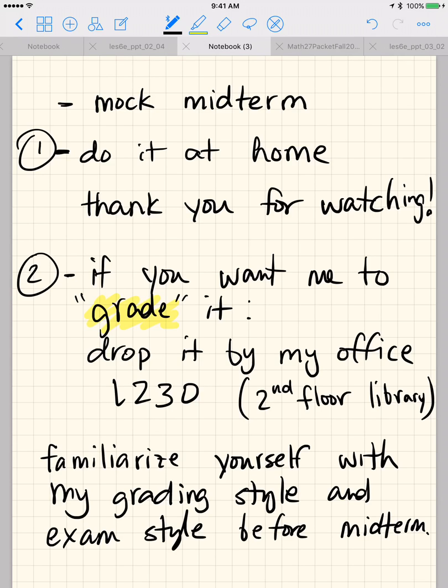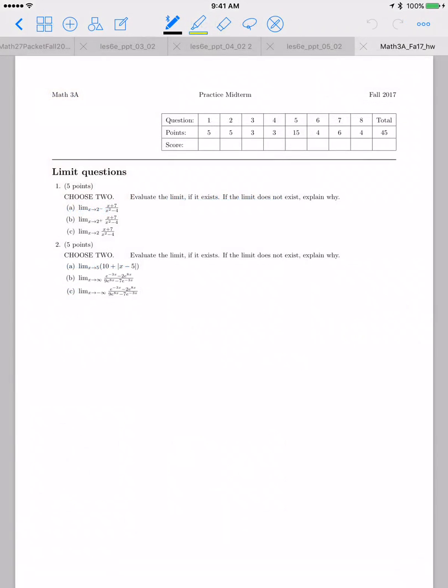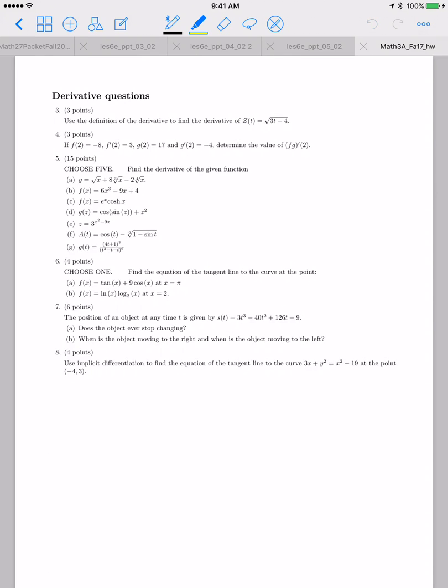And lastly, the mock exam or the midterm, let's go to it. Here it is. So here's the first page. I'm leaving it up for a few seconds so you can pause and write it down. You can see it's out of a total of 45 points. Or you can screenshot it, whatever you want. And then this is the second page. So it's a total of 8 problems.